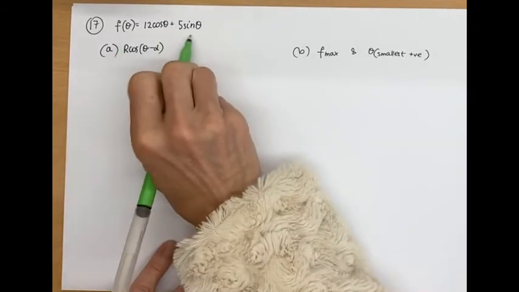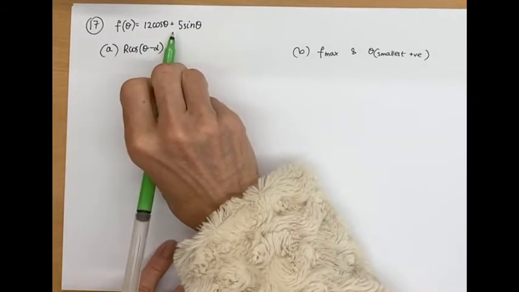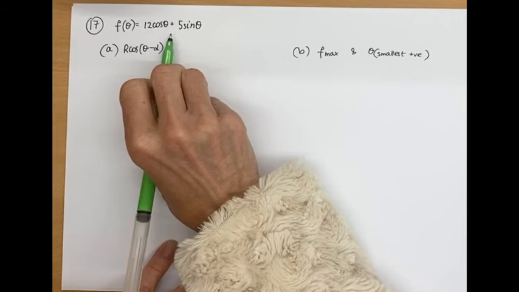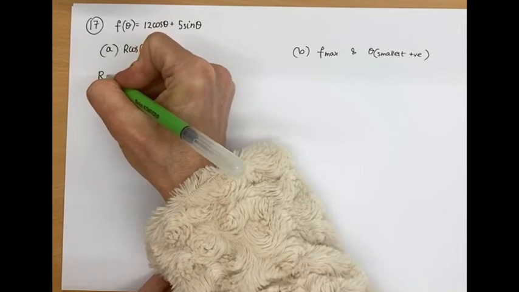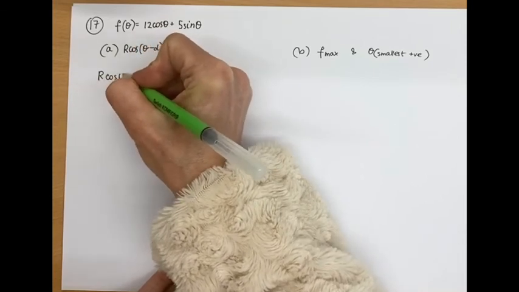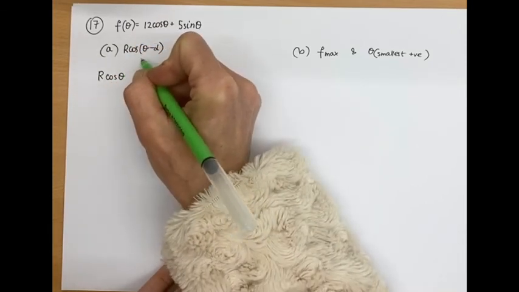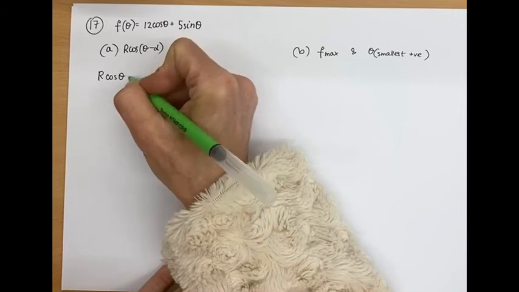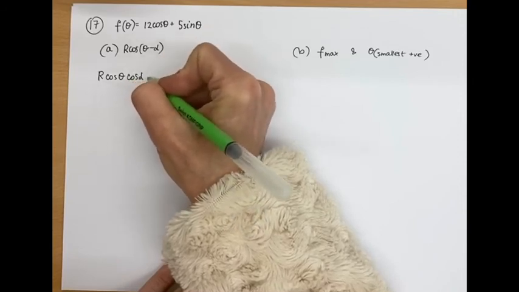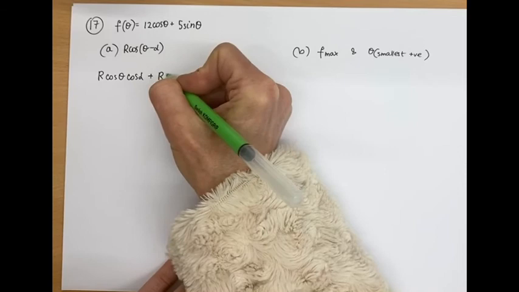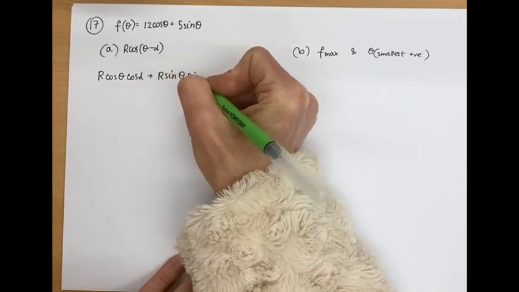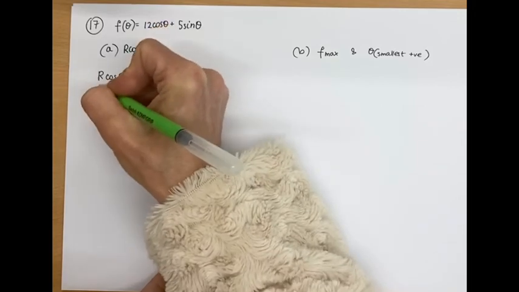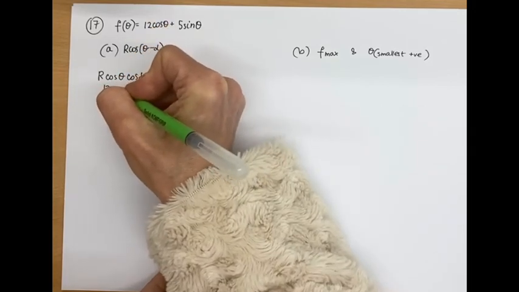So here we've got this function, and we are working in, well, let's work in degrees, okay? So we are going to expand that function, express it in terms of r cos theta minus alpha. So straight away incorporate r. Okay, so we'll write this one underneath since it's too far away.